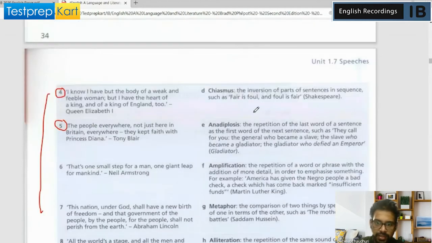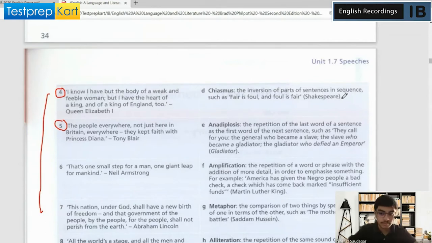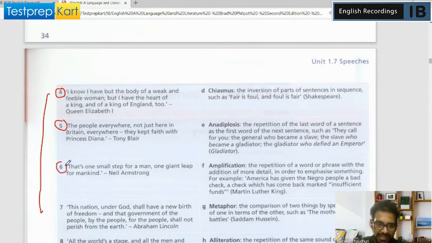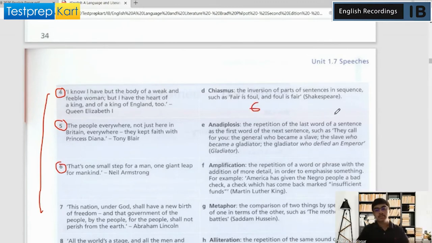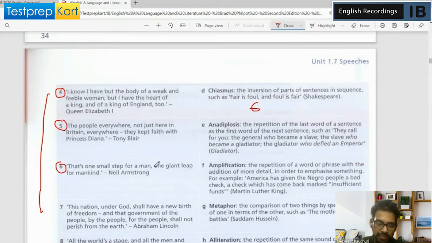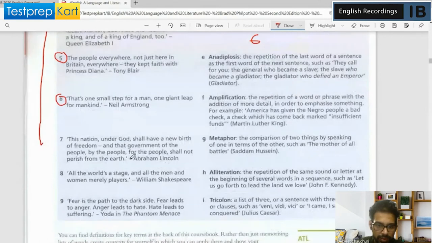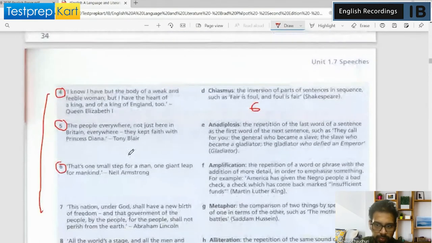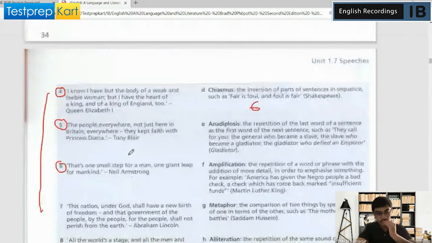Okay, next. Chiasmus. What is a chiasmus? The inversion of parts of sentences in sequence, such as fair is foul, foul is fair. So that would be six, right? One small step for man, one giant leap for mankind. Actually, no. Okay, fine, let's go through it.